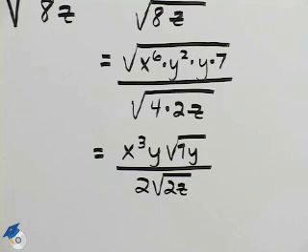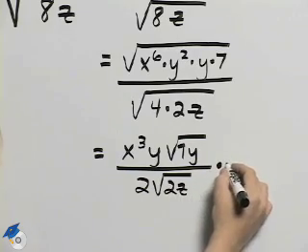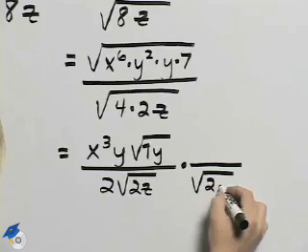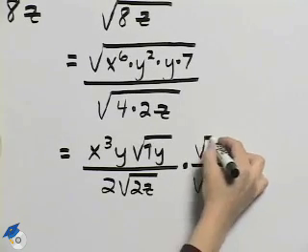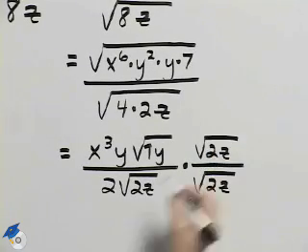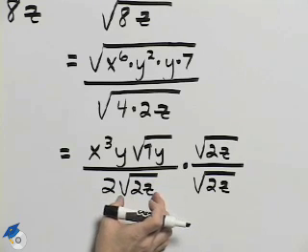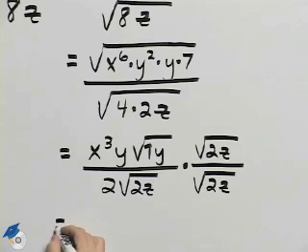Now, I'm not done simplifying this expression because we have a radical in the denominator. So the next step is going to be to rationalize the denominator. I'm going to do that by multiplying by a fancy form of 1, and that fancy form of 1 will be the square root of 2z over the square root of 2z. That will allow us to get rid of this radical when we multiply.